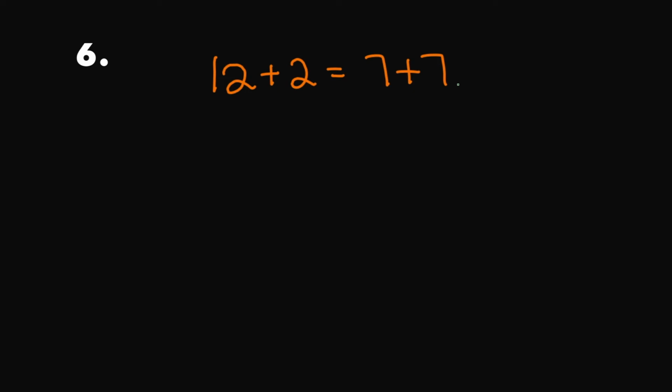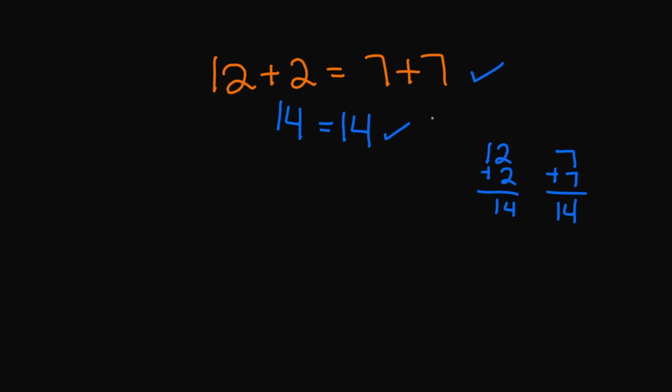12 plus 2 equals 7 plus 7. Is this true or false? And this is true. Yes, 12 plus 2 is going to equal 14. And if I do 7 plus 7, that's also going to equal 14. So you have 14 equals 14. This is true.